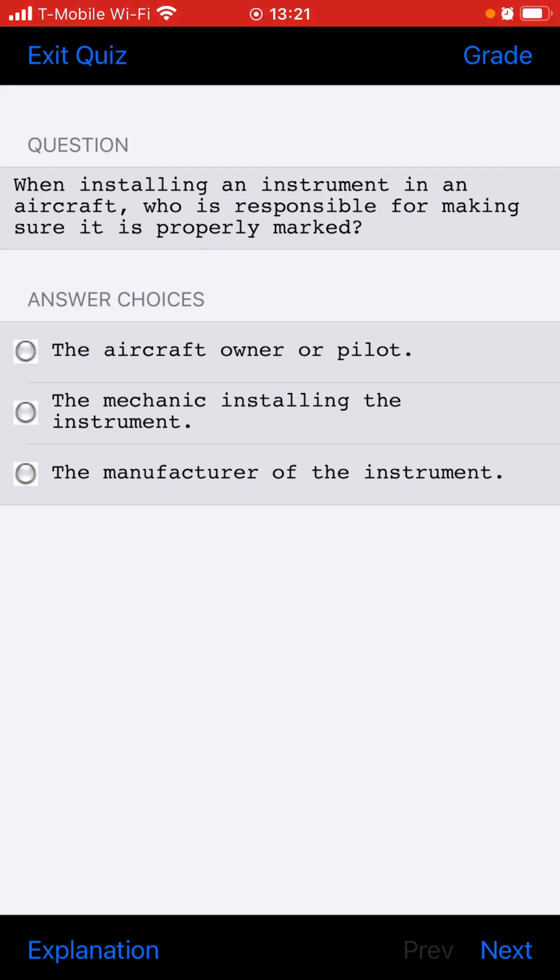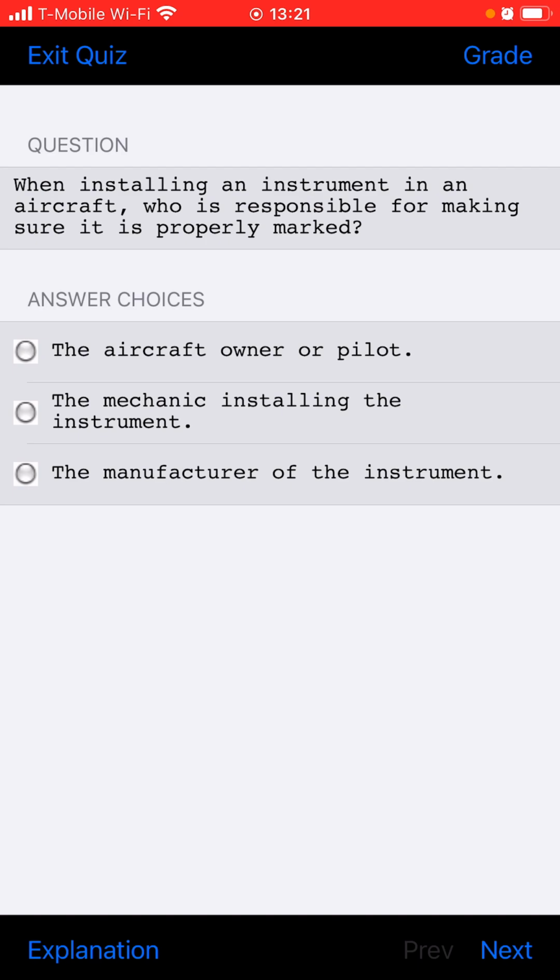After components in a pitot-static system have been replaced, what tests or inspections are required? The static system leak test specified by FAR 91.411.